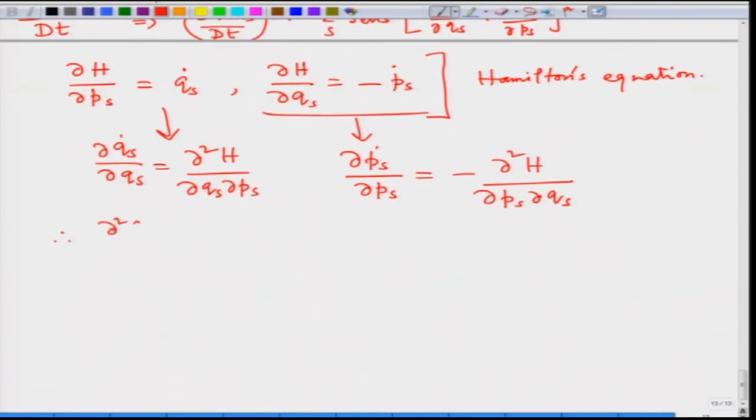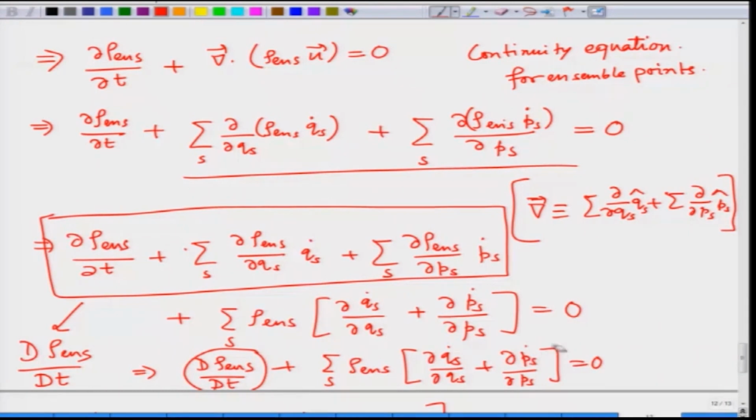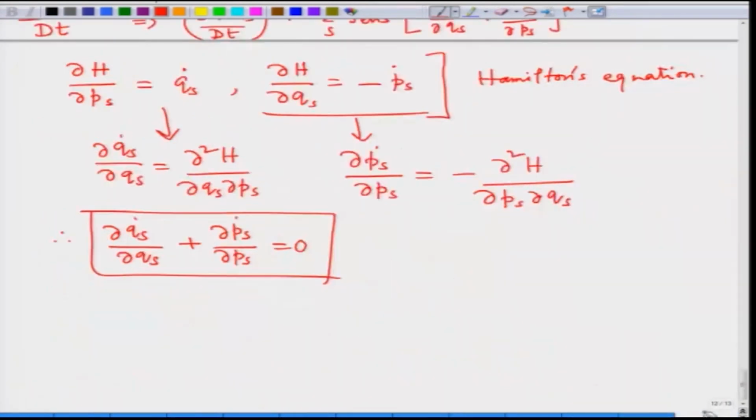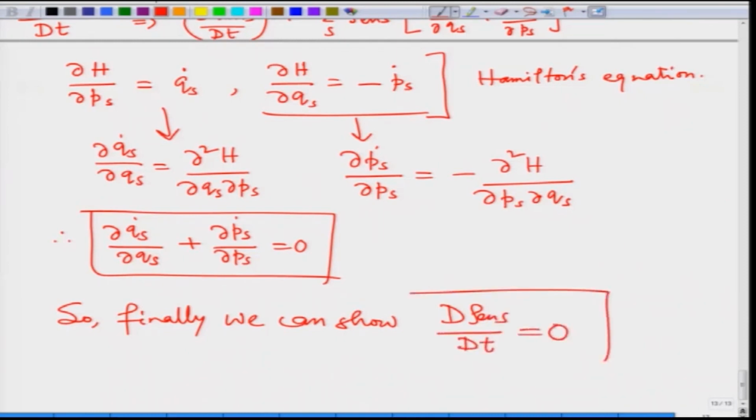So, del q s dot by del q s plus del p s dot by del p s is equal to 0. And look, this is 0. So, finally we can show that d rho ensemble by dt is equal to 0. Okay. So, this is the proof of Liouville's theorem.